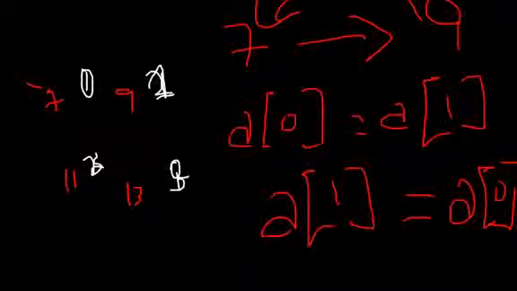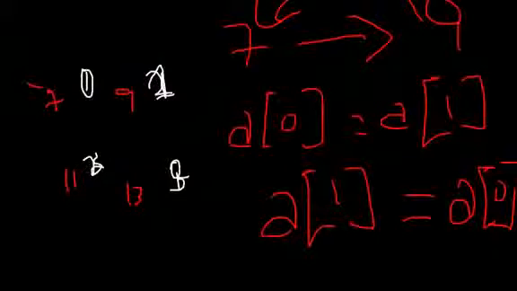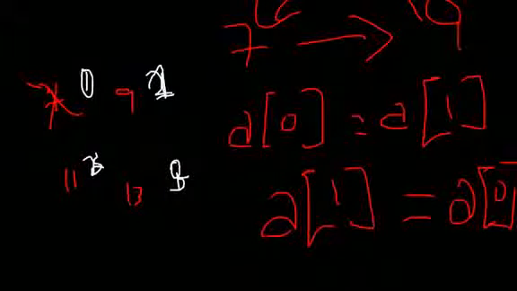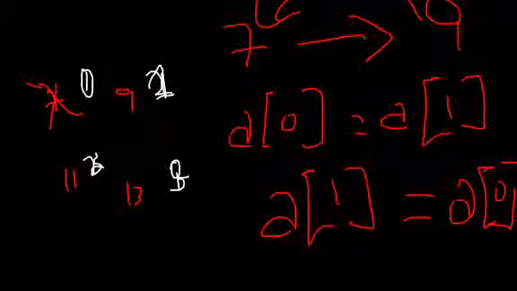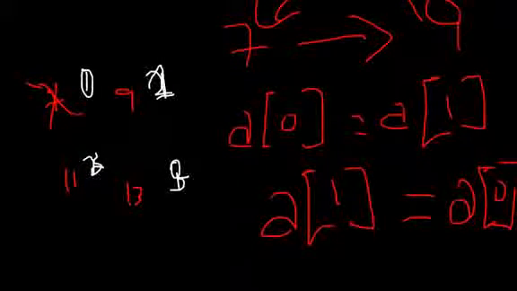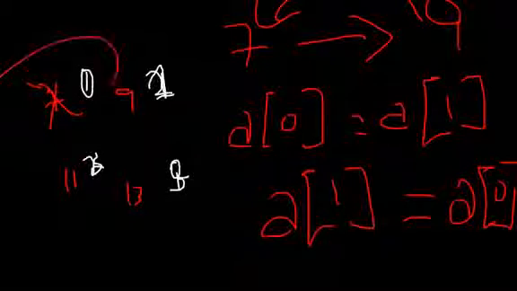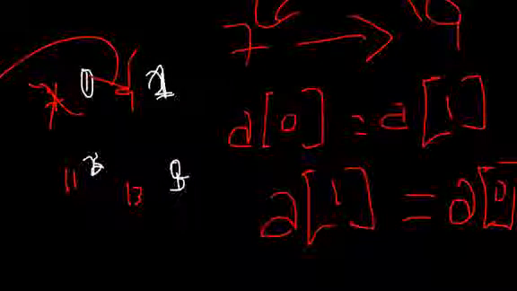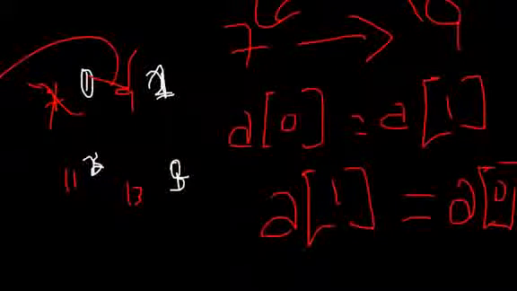I'll tell you why. When you write A0 is equal to A1, this 7 gets overwritten and 9 comes there. And when you write A1 is equal to A0, you're just rewriting this 9 over here. So what's the point of that? Which is why, to swap, you need to have an extra variable. Int t, let's say it's equal to 0 initially.